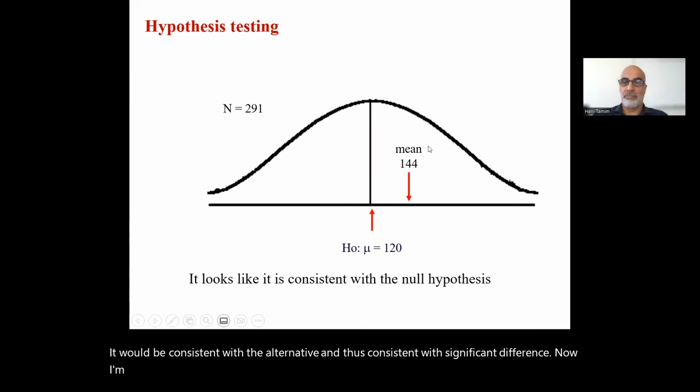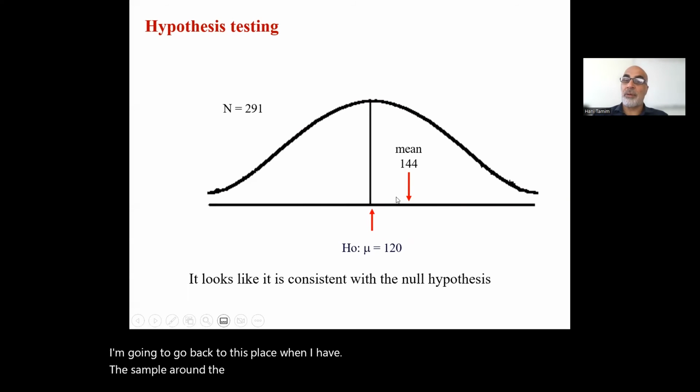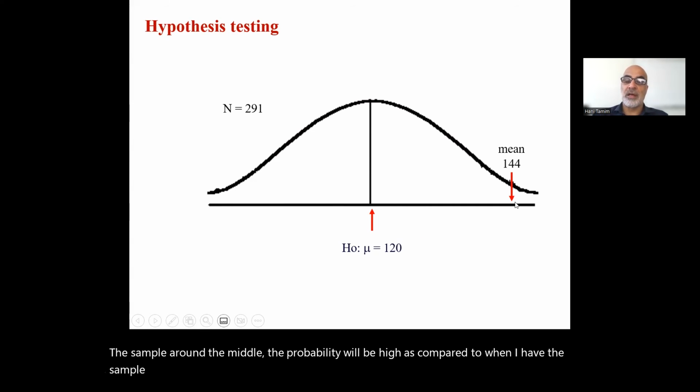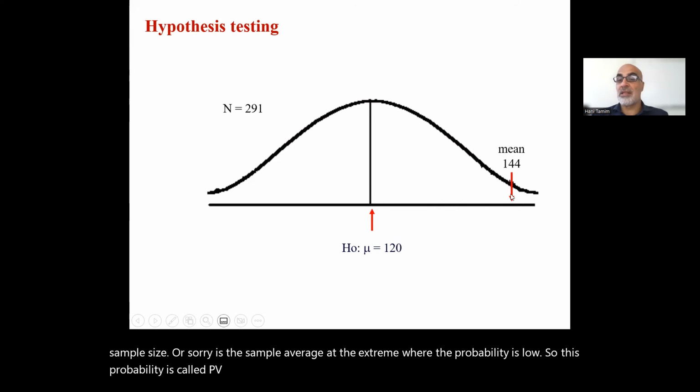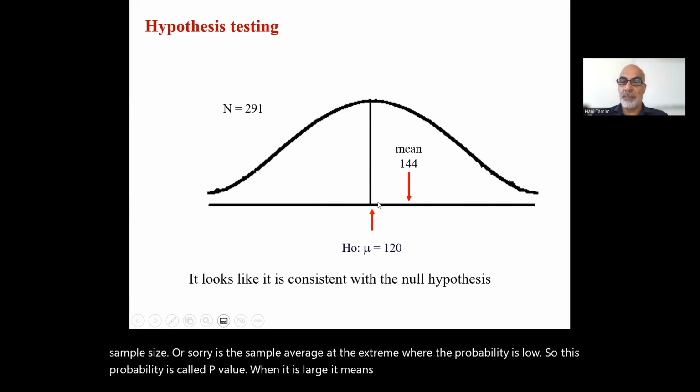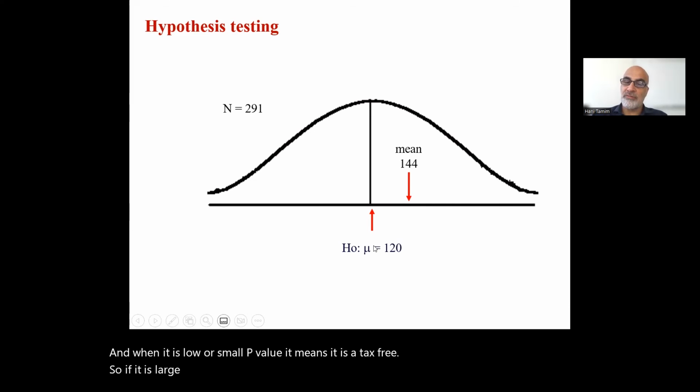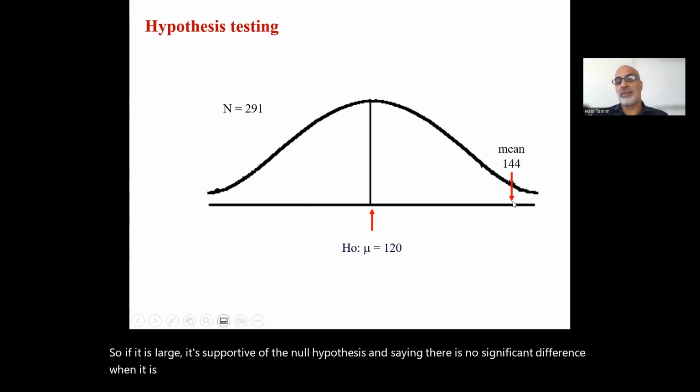Now I'm going to go back to this place. When I have the sample around the middle, the probability will be high as compared to when I have the sample average at the extreme, where the probability is low. So this probability is called the p-value. When it is large, it means that it is in the middle. And when it is low, or a small p-value, it means it is at the extreme. So if it is large, it's supportive of the null hypothesis and saying there is no significant difference. When it is small, it will be supportive of the alternative and saying there is a significant difference.